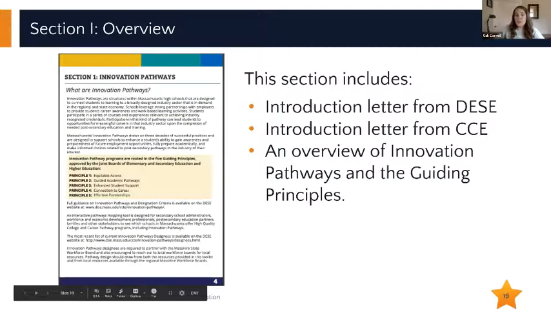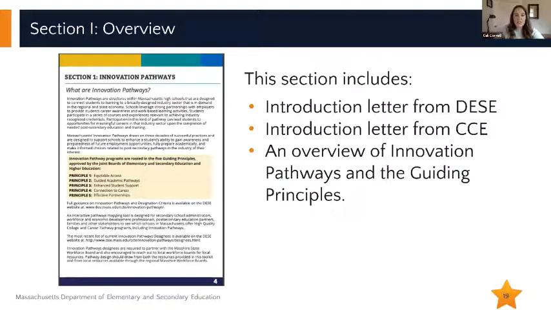Within the first section, we have the overview. This first component of the toolkit includes opening letters from Carrie Cation and Jennifer Guatkin, who you heard from just a few moments ago, as well as a foreword from Oscar Santos, the Executive Director at the Center for Collaborative Education. This is also where you can find a 1-page overview about the Innovation Pathways Initiative and the guiding principles.